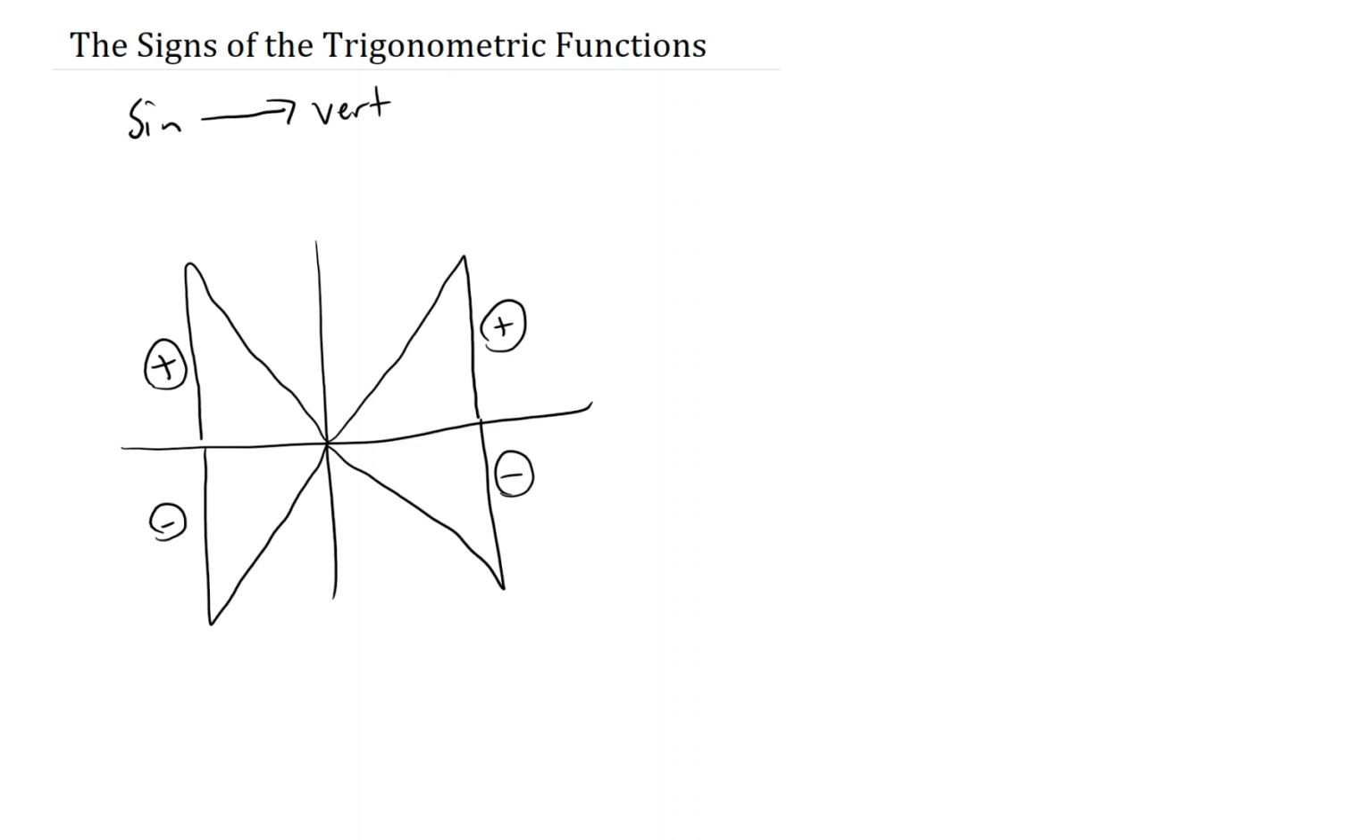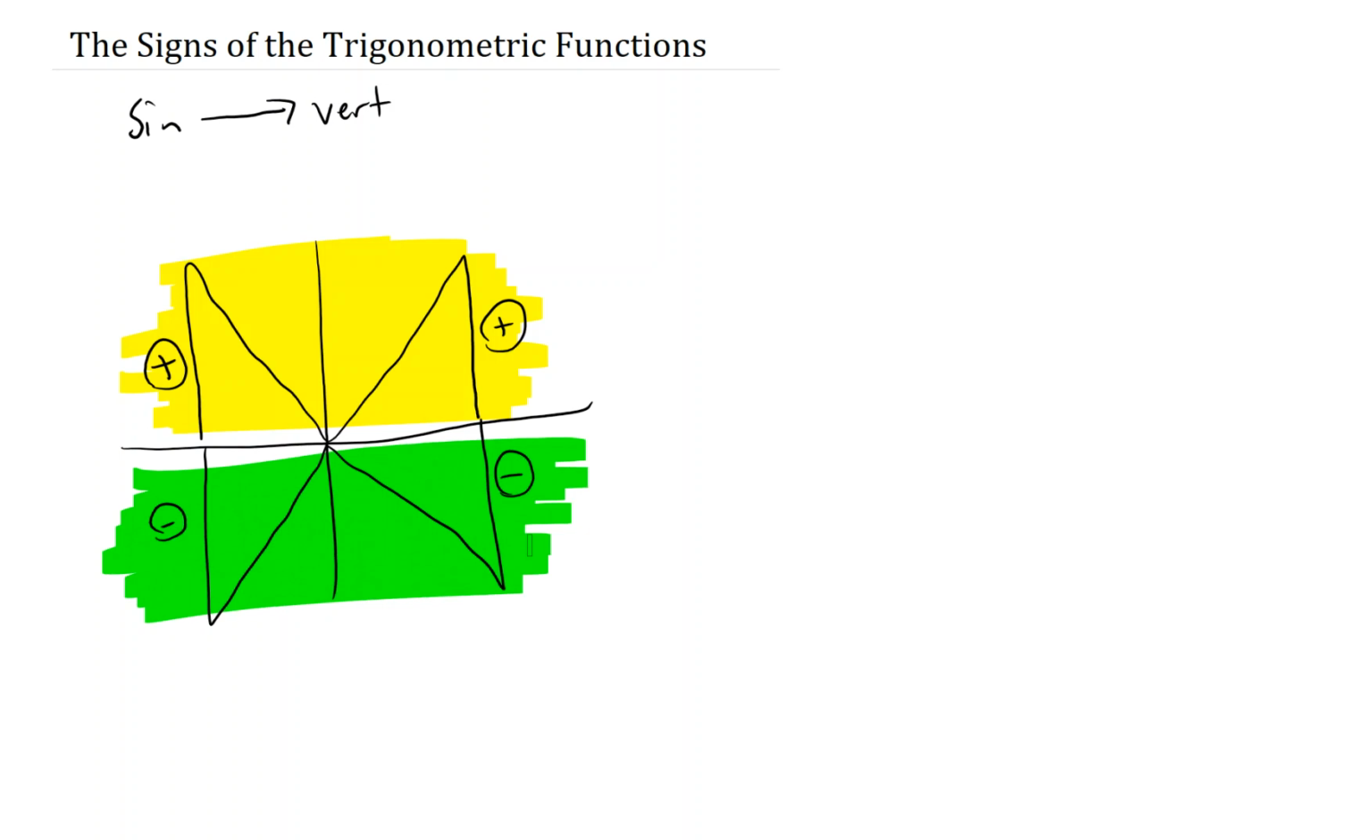So the sine function is positive when the vertical side's positive. In other words, when you're up. And negative when you're down, when you've got a negative vertical side. And the same thing is true about the reciprocal of the sine function, cosecant. So cosecant and sine share this property of being positive when you go up and negative when you go down.